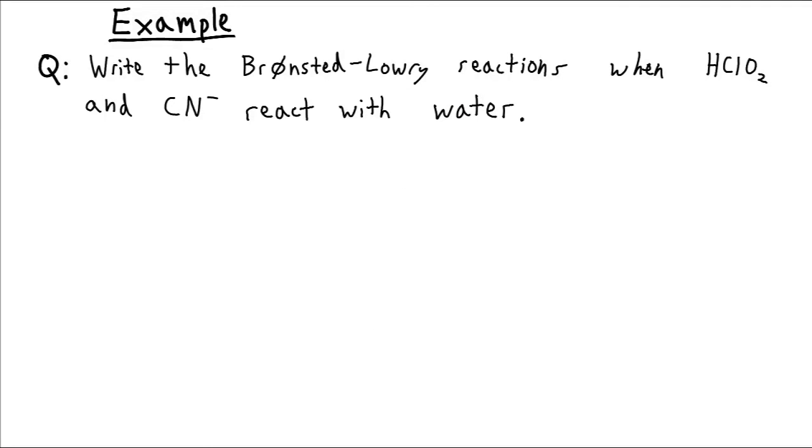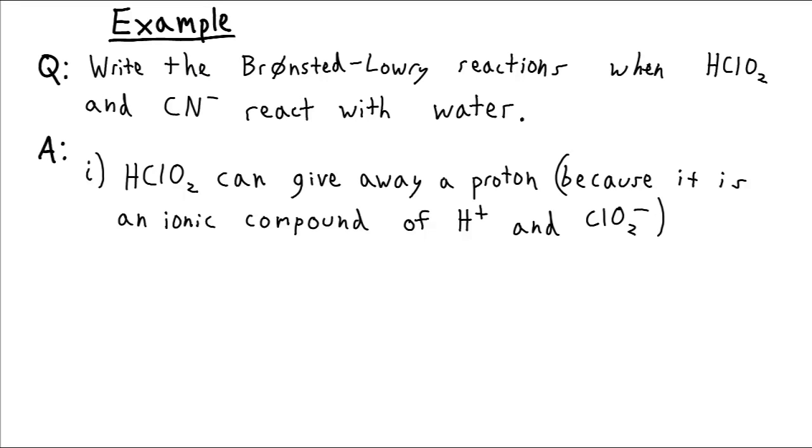Let's look at writing a Bronsted-Lowry reaction. We'll consider an acid and a base: chlorous acid and cyanide ion. First of all, start with the chlorous acid. This is an Arrhenius acid. It's an ionic compound made up of the chlorite ion and then hydrogen, so it can dissociate into the hydrogen and the chlorite.